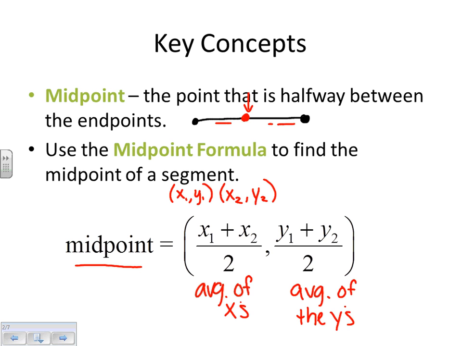And we can remember also, this is a point, okay? So when we write our answer, we're going to write it as a number, comma, number, with parentheses, a comma, because it is a coordinate point, all right? So that's how we write it.